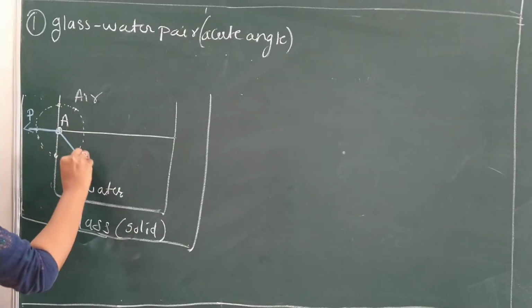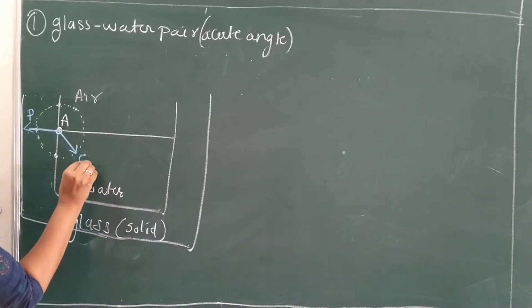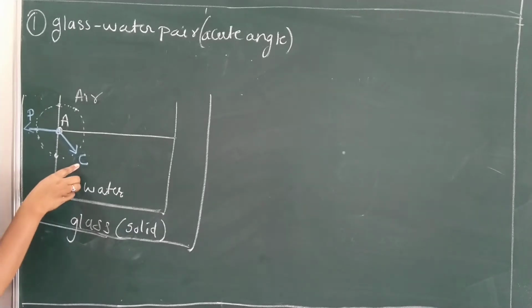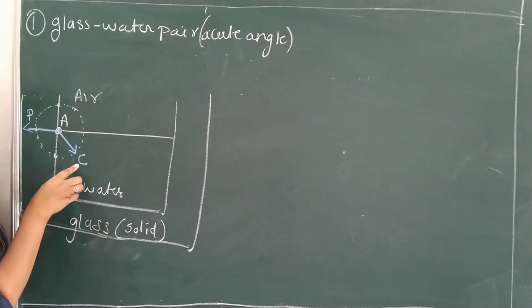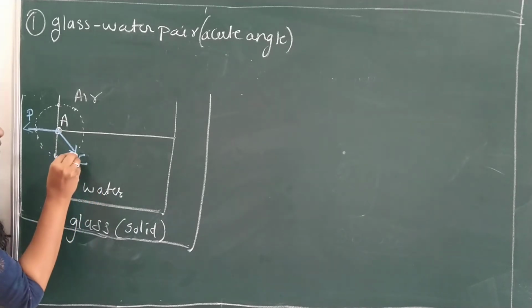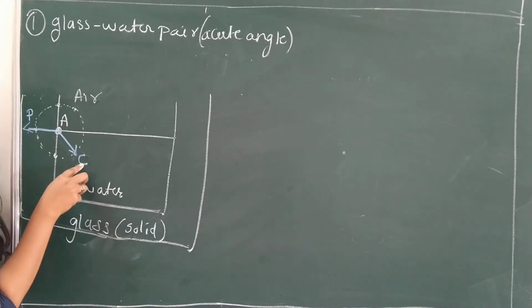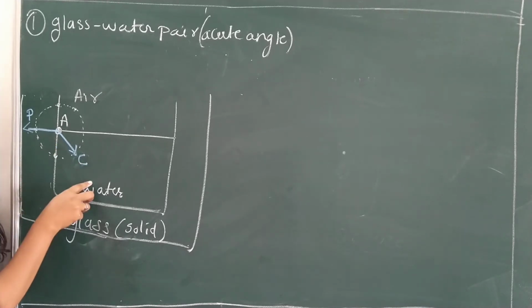This will be the net cohesive force, that is AC. This component represents the net cohesive force acted by the water molecules. Why cohesive? Because the molecule here is of water and molecule A is also water. So this component represents the net cohesive force in the downward direction.